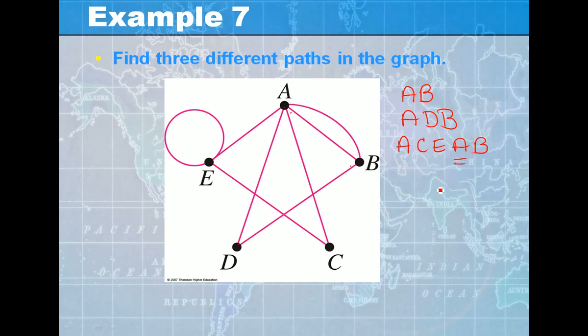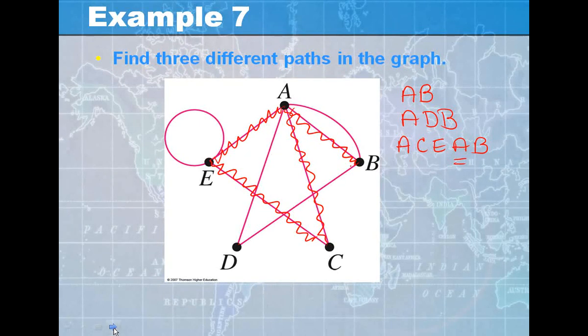Now notice I went back to A before I went to B. That's totally legal. You can repeat a vertex. The only rule is you can't repeat an edge. You can't go over the same edge twice. So if we look at this, A to C, C to E, E to A, and A to B. We didn't repeat an edge, so that is a legal path.